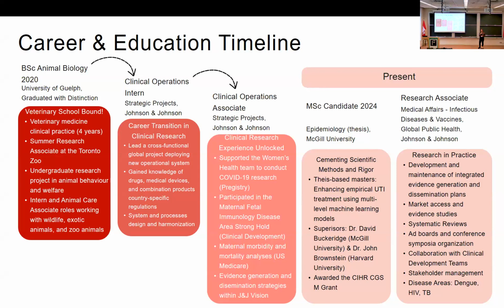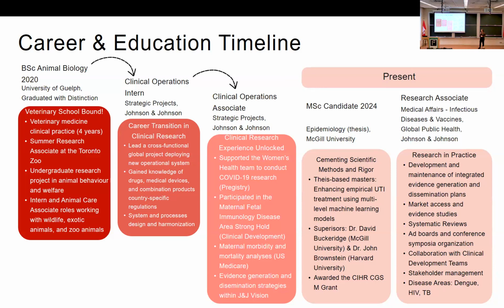And that was an interesting role because it was an operational team at an enterprise level. So we were supporting the sector's operational groups. And our job was really to harmonize systems and SOPs that we had, but also design new systems. So I actually led a cross-functional global project where we deployed a new operational system. So in a way, I also got some technology solutions design experience. And I also have experience with different kinds of products: drugs, medical devices, combination products, a little bit of consumer products as well. I ended up staying at Johnson & Johnson.